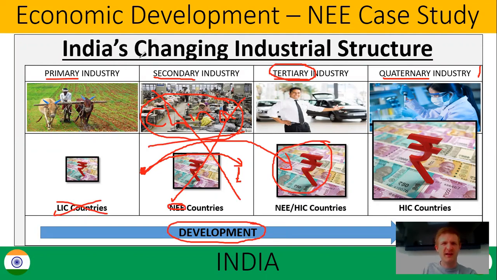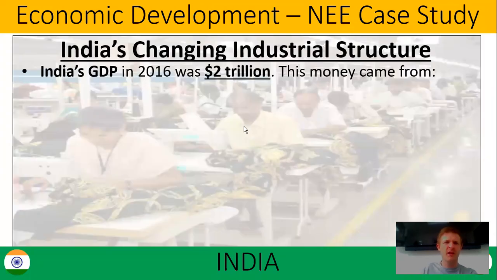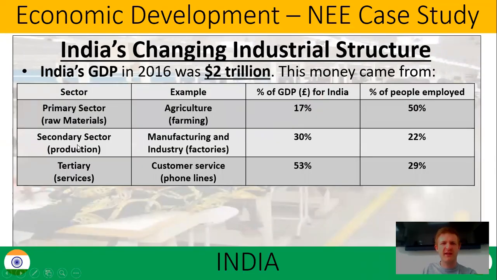Now you can see that, if I just clear those annotations and move on to the next slide, India last year, in 2016, had a GDP, gross domestic product, the amount of money that it earns, of 2 trillion. And that money came from these sectors: primary, secondary, and tertiary. We've just said the quaternary sector, India doesn't do it because it's not advanced enough as a country yet to do those high-end research jobs.